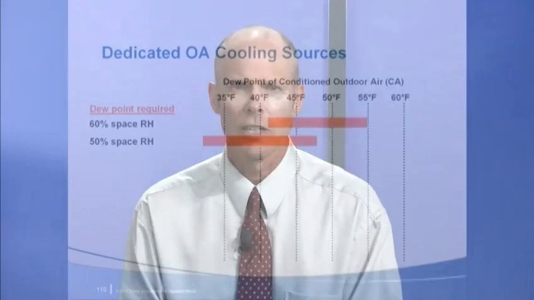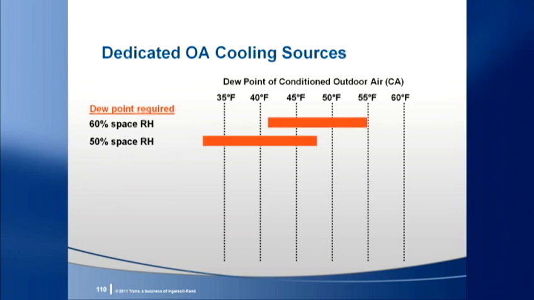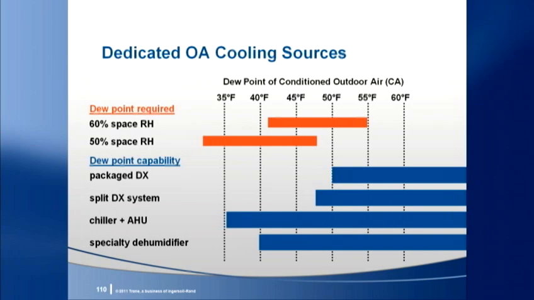The top part of this chart depicts the dew point that the dedicated outdoor air unit must deliver to maintain indoor humidity at either 50 or 60% RH. This assumes that the dedicated outdoor air unit removes the entire space latent load, requiring the local units to provide only sensible cooling. As Ronnie explained with his chart, this is a range because ventilation rates and space latent loads vary by application. The bottom part of this chart depicts the typical range of dew points that can be achieved by the various types of equipment.